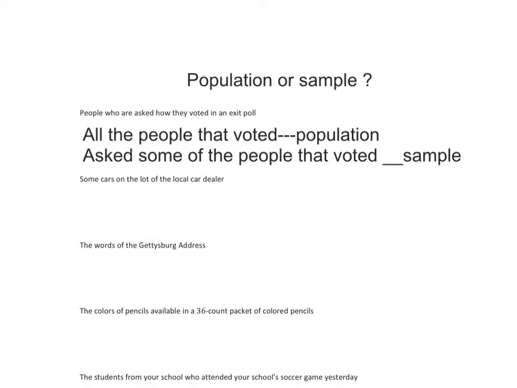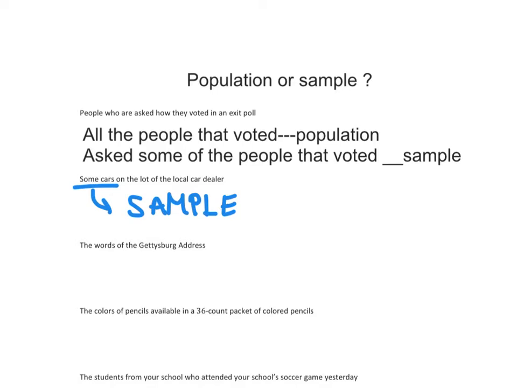The second one, some cars on the lot of a local car dealer, population or sample? Well, notice that it says some cars, so that's not all the cars on the lot. Since it only says some cars, I'm going to go with sample. Maybe I only looked at two-door cars or SUVs, but I'm just looking at some of them.